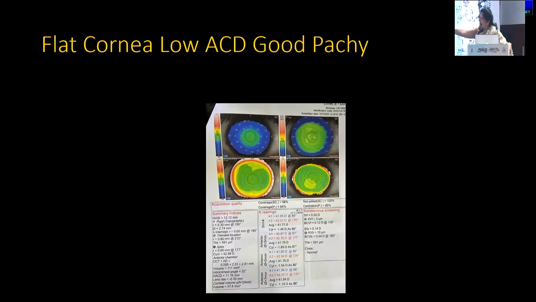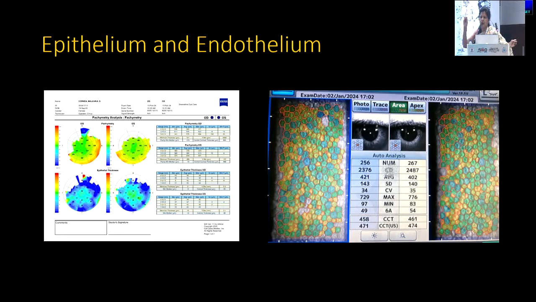On the other hand, if you want to go for a phakic IOL, the chamber is too shallow to take that IOL, so it may be a good idea not to go for a phakic IOL either. So these are the patients where you have to look into each and every aspect before you zero in on a particular treatment.